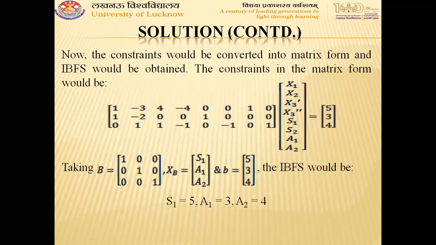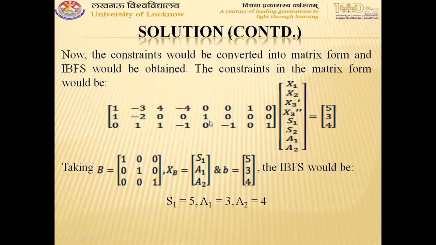Now it is converted into matrix form, and the constraints would be obtained as this. It is the constraint coefficient matrix, it is your decision variables matrix, and it is the constant matrix. Now we take the initial basis matrix as the identity matrix. So B is equal to 1 0 0, 0 1 0 and 0 0 1.